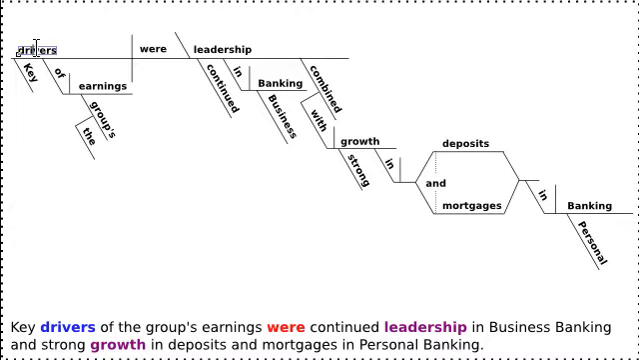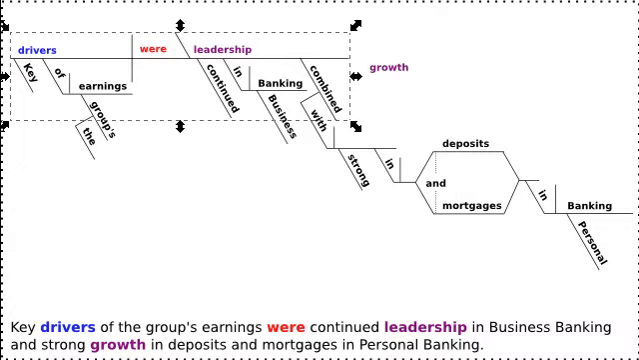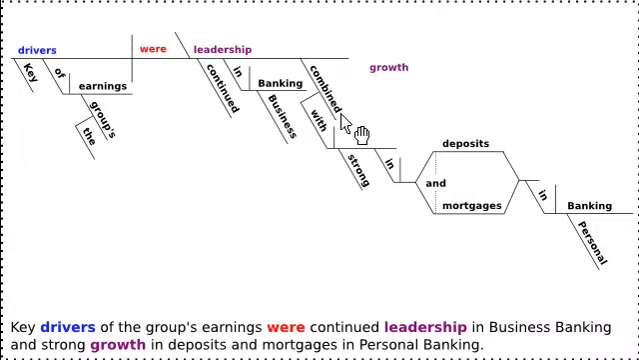Now we have drivers, and we'll put that in blue, were in red. Two things, leadership and growth. Now, in order to make that work with the diagram, we're going to have to move some stuff around. Growth is going to become, first of all, we're going to get rid of combined and with. So we'll just delete them.